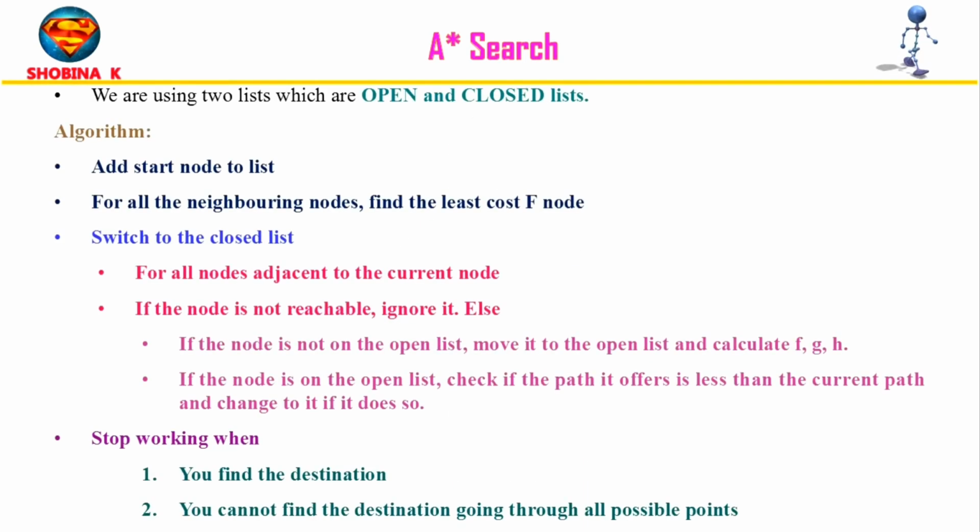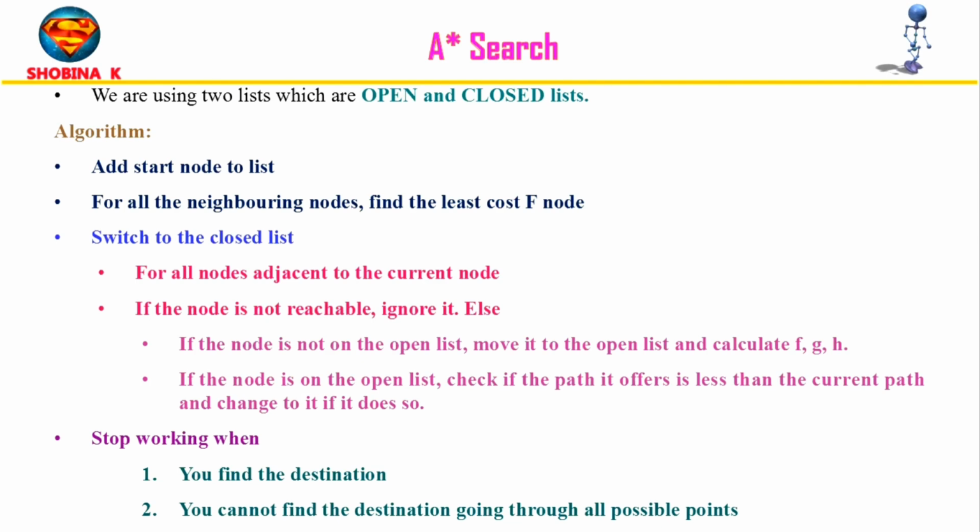Let's see an algorithm to understand this example. You have two lists here, which are open and closed list. Open list is the node that we are currently visiting and are on. And the closed list over here is what we have not visited. Okay, let me explain now. First, we add the start node to the list. So for all the neighboring nodes to the start node, we will find out which is the least cost of f. So once we have done that, we switch over to the closed list.